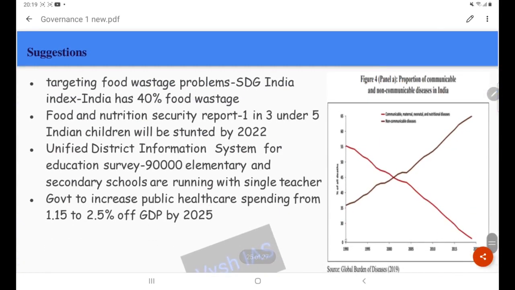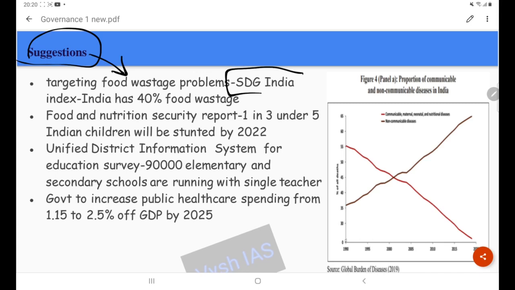Now the suggestions. In suggestions you can also use report data or something like that. While you are giving suggestions, be sure that you don't criticize the government as such. You have to take not a neutral stand, you have to present things mildly, in a mild manner. Okay, so in suggestions, what all things can you do?